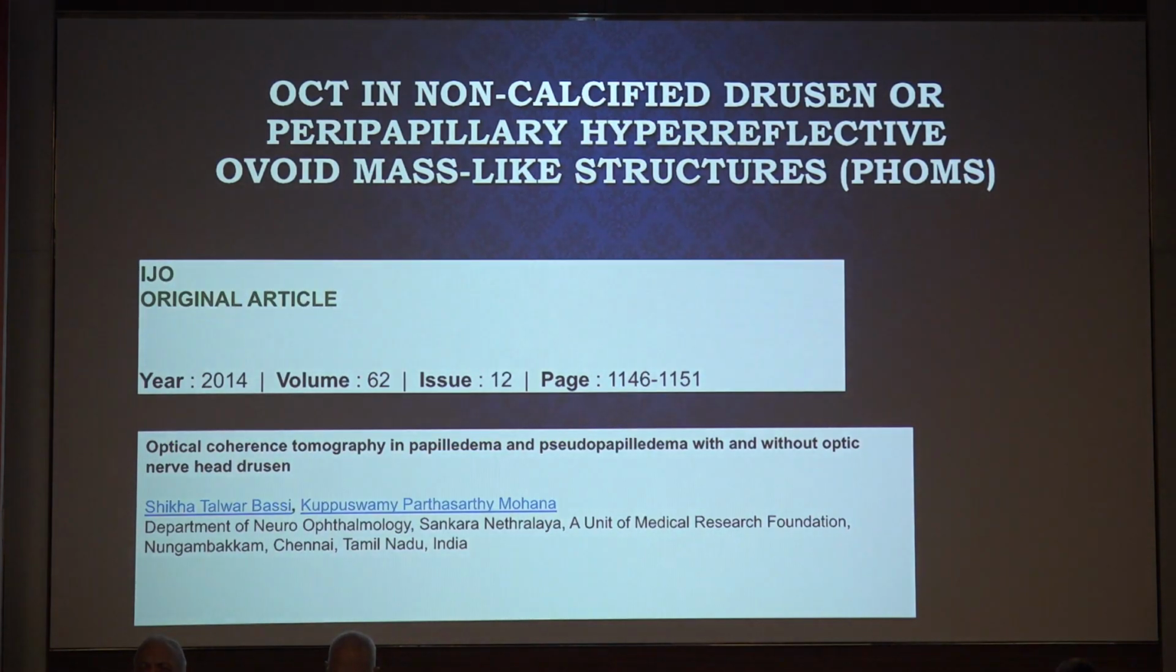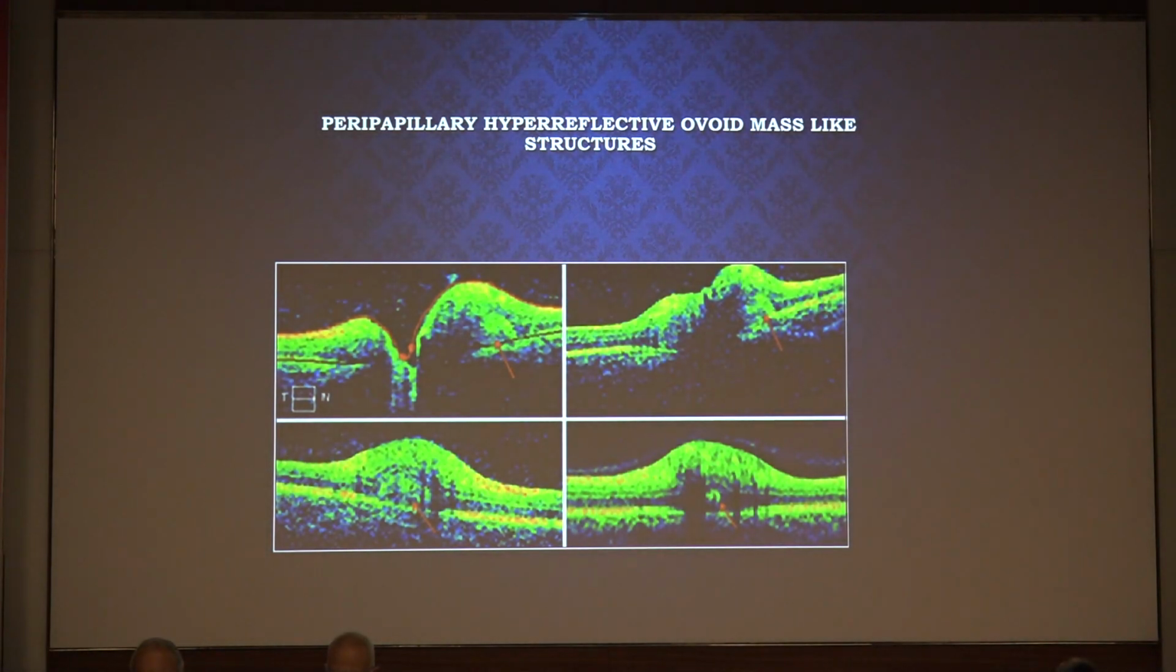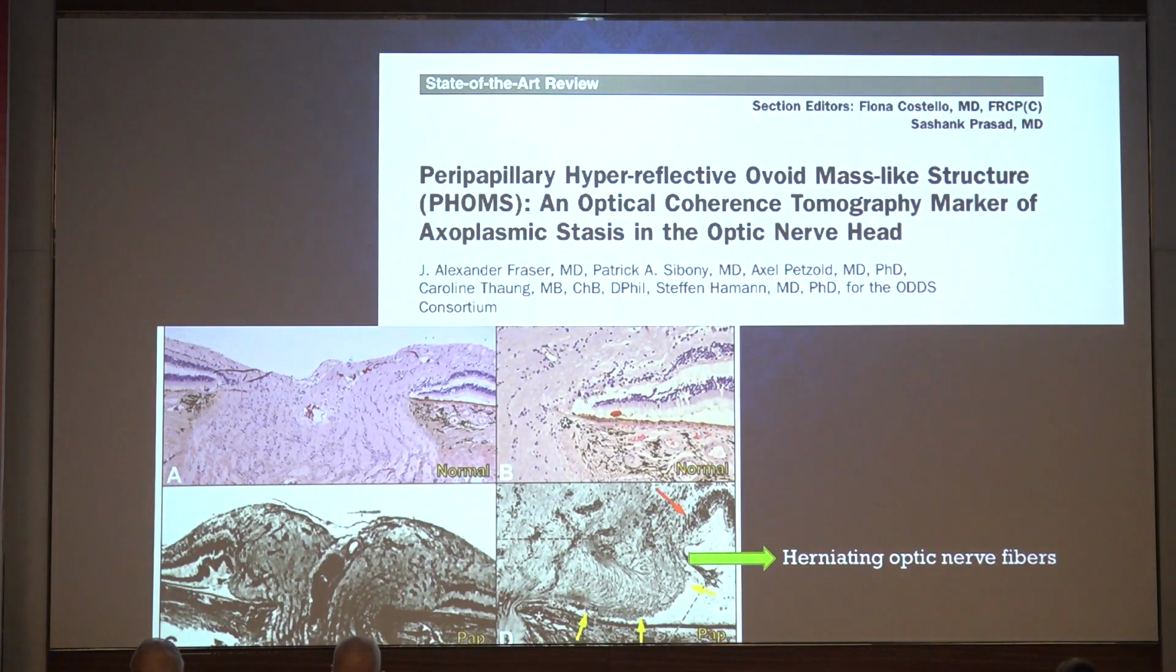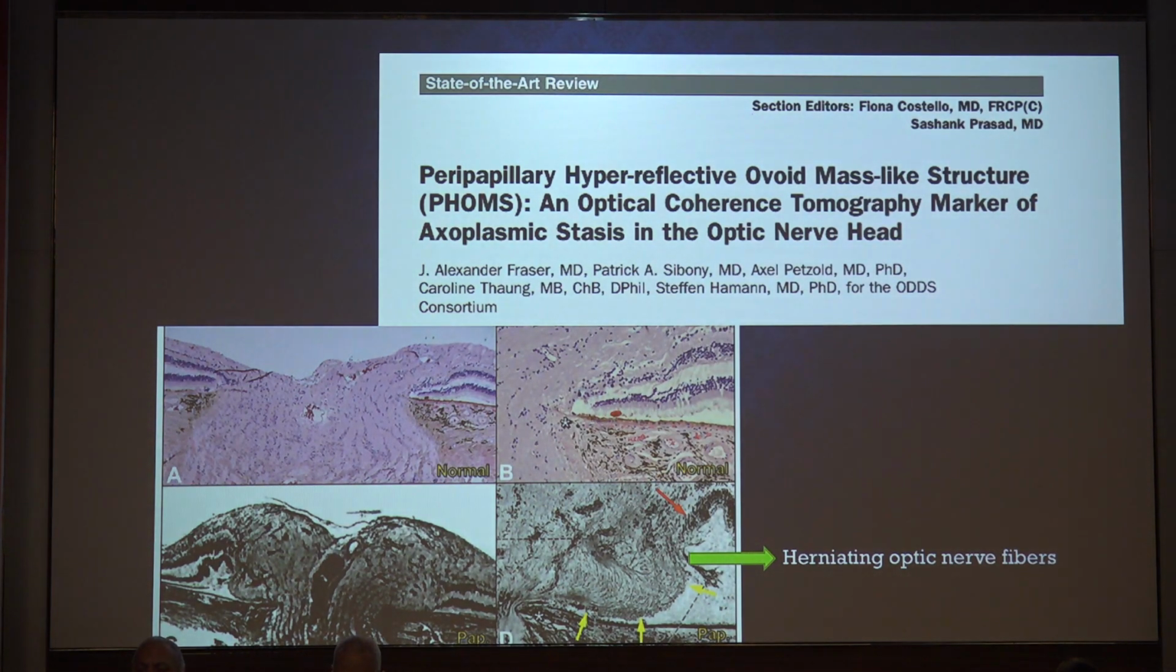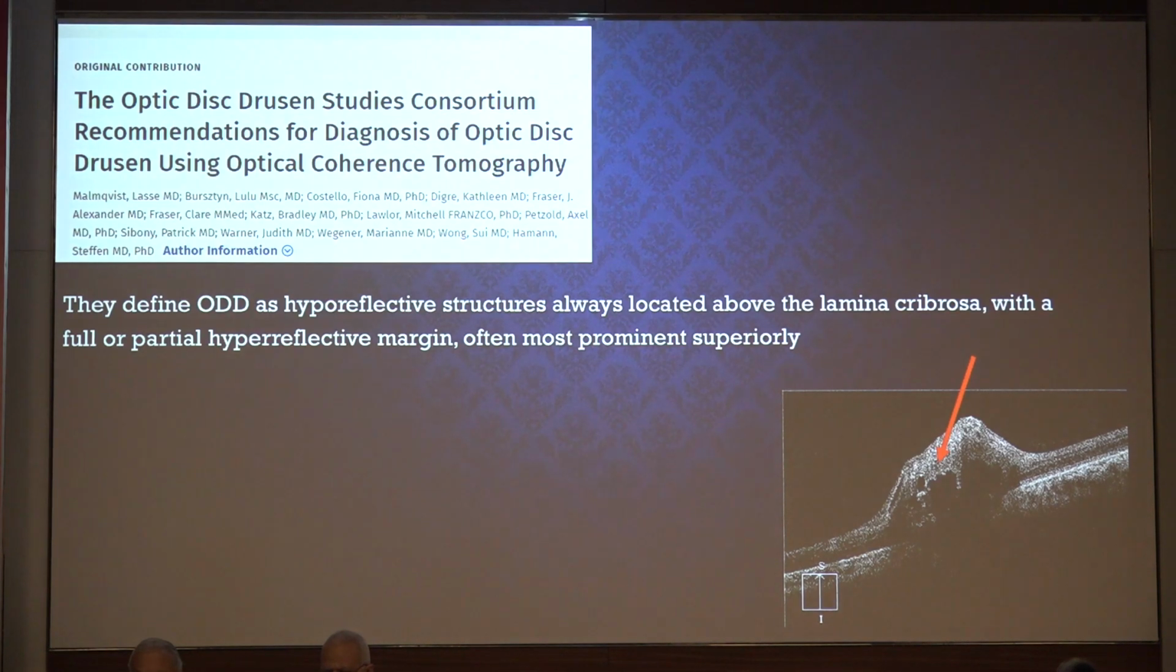Now coming to OCT in pseudopapilledema, this is like in continuous evaluation. In pseudopapilledema, around 60% of patients will have these peripapillary hyperreflective ovoid mass-like structures which are called PHOMS. And these are actually herniating optic nerve fibers. And you can see in acute, this is true papilledema here, and this is PHOMS. Inferiorly, you can see this is pseudopapilledema. But these PHOMS can be present in other conditions also.